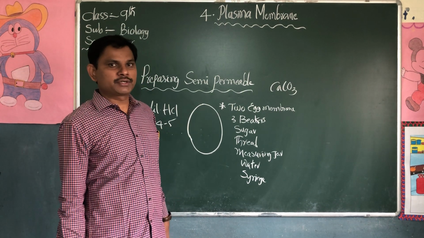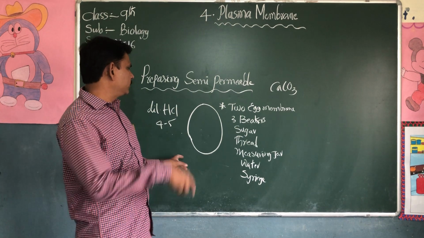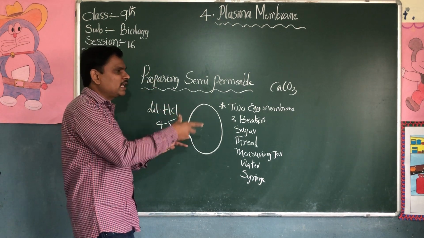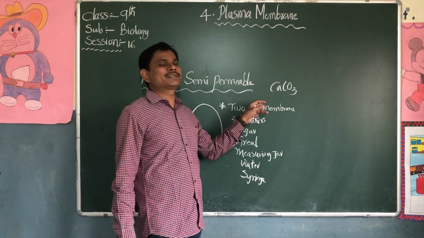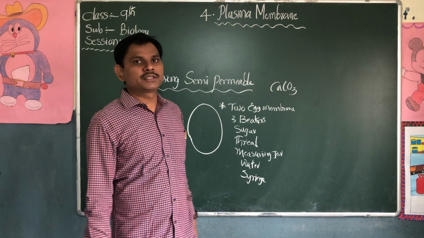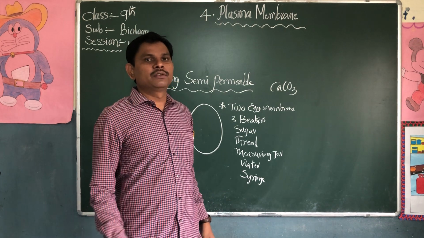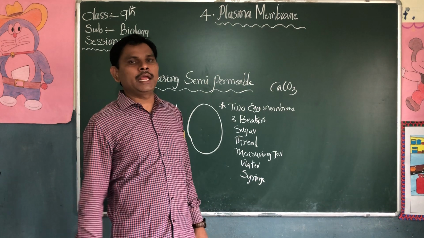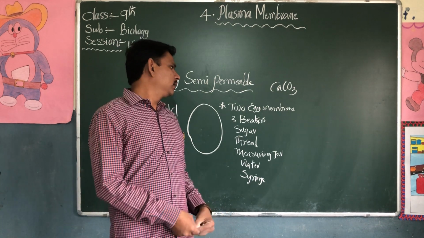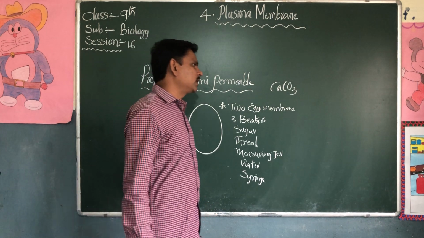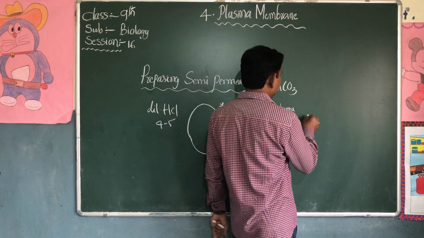We are not supposed to touch them. The egg shell, which is made up of calcium carbonate, is dissolved. When you keep the egg in the dilute HCl, you can put a small hole to remove the semi-permeable membrane from the egg. So these are the materials required for this activity. Now come to the experiment.